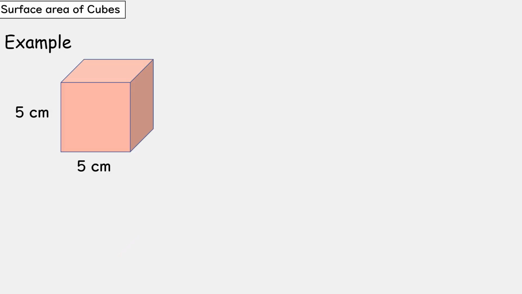So how do we find the surface area of a cube? Well, we just saw that surface area was all the sides, every side added up together. So I'm going to have a look at this cube here, find each side area and add them all together, and that should give me my surface area.